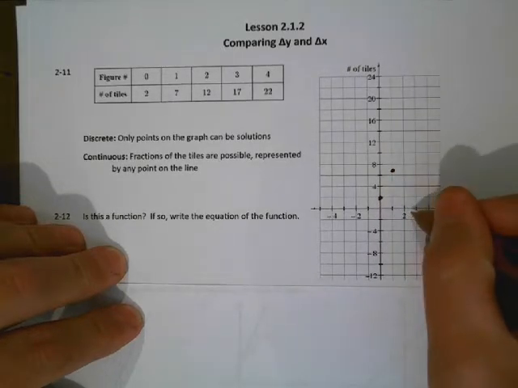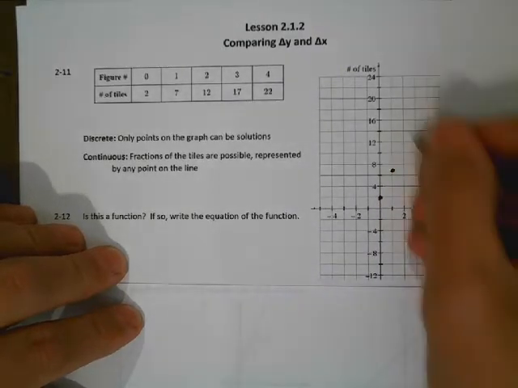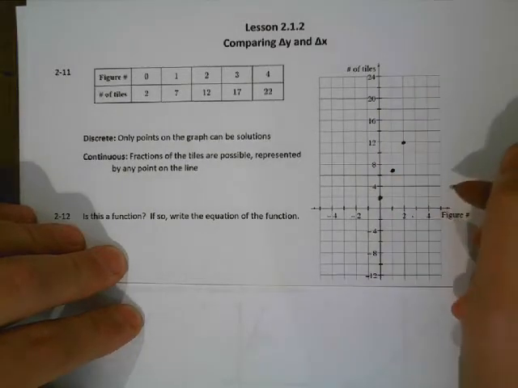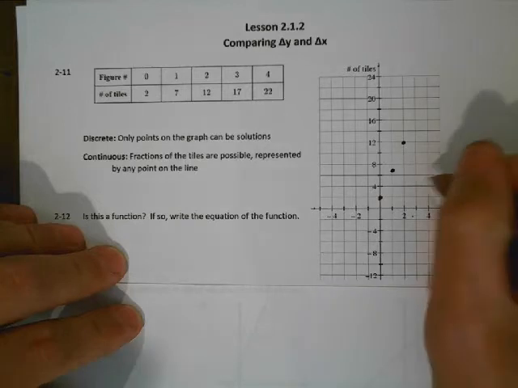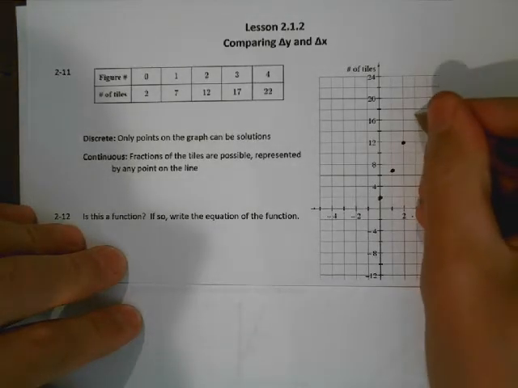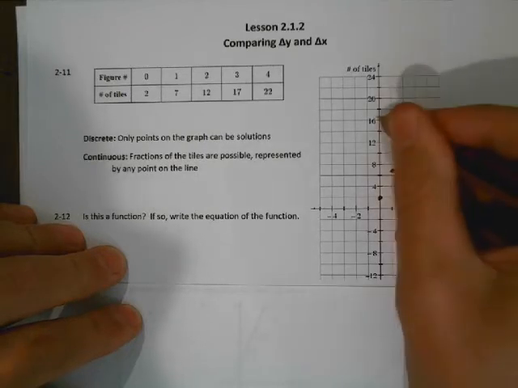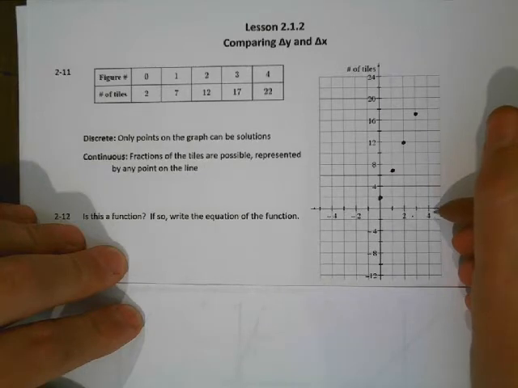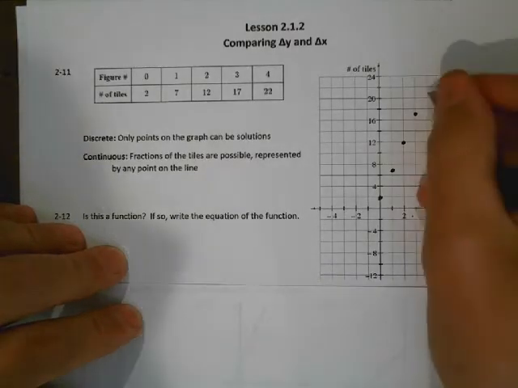All right, the next one is going to be at 2, 12. So 2, 12 goes about here. And then our next one is 3, 17. So again, we got to go halfway because these are done in 2s. Each of these grid lines is a 2. And then we got 4, 22. So we're going to go 4, 22, which will be right here.